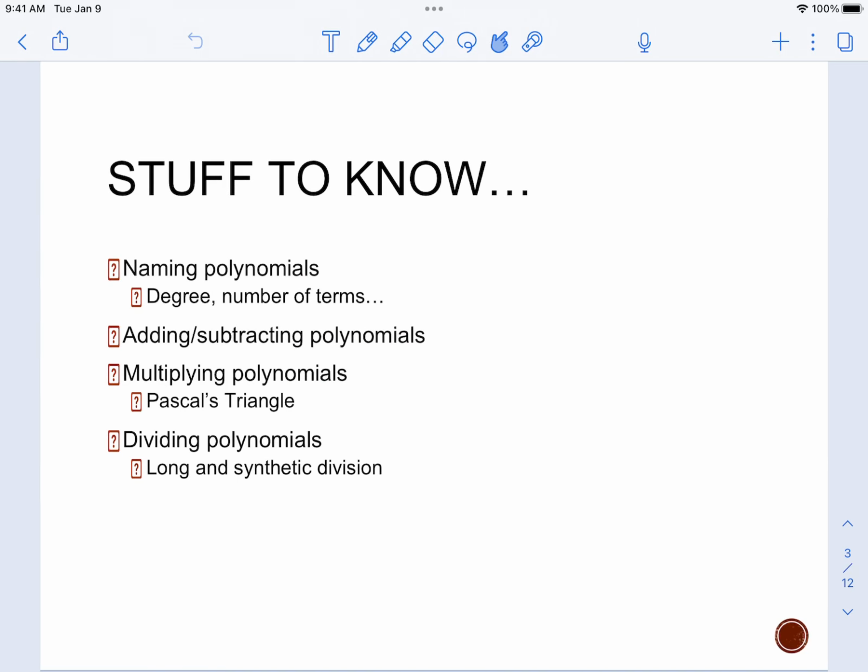For this test, you will have to know the following: naming polynomials, naming them by their degree and their number of terms, as well as identifying degree, terms, leading coefficient, all of that stuff from 6.1. You will have to be able to add and subtract polynomials. You'll need to be able to multiply polynomials, including using Pascal's triangle type problems. You'll need to be able to divide polynomials using both long and synthetic division.